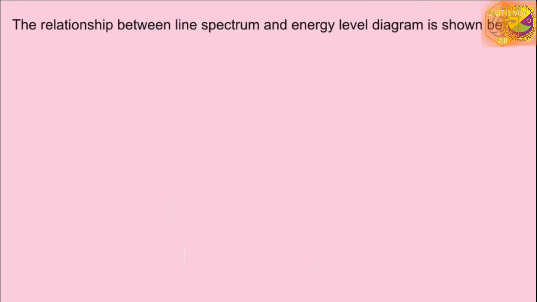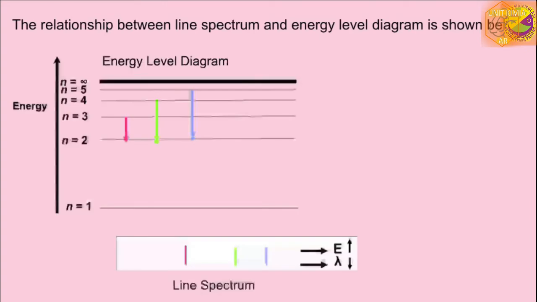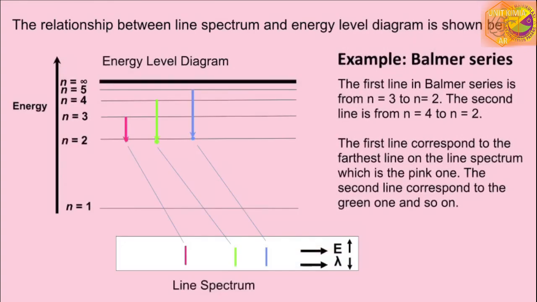The relationship between line spectrum and energy level diagram is shown below. For example, in Balmer series, the first line is from n equal to 3 to n equal to 2. The second line is from n equal to 4 to n equal to 2. The first line corresponds to the farthest line on the line spectrum, which is the pink one. The second line corresponds to the green one, and so on.